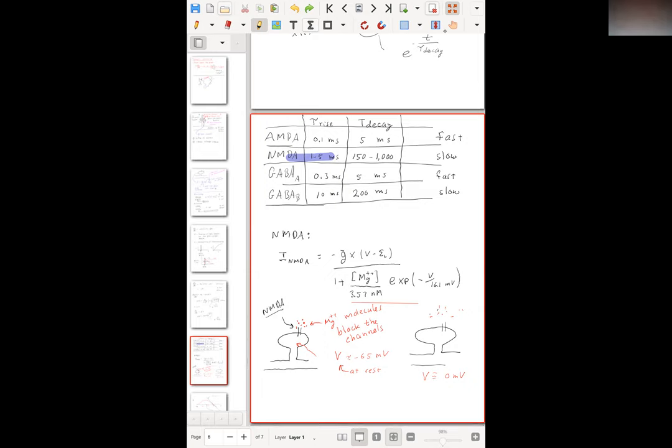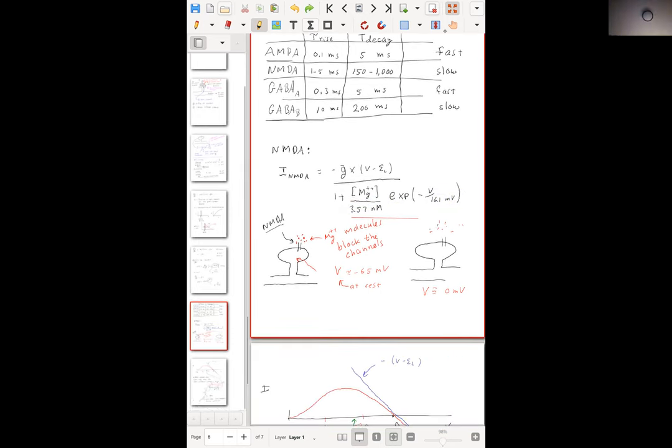Okay, NMDA is special in that its voltage is modified by this magnesium block. If the voltage is low, this term is large, so the denominator is large, and you get almost no current flow. And that we can see here.